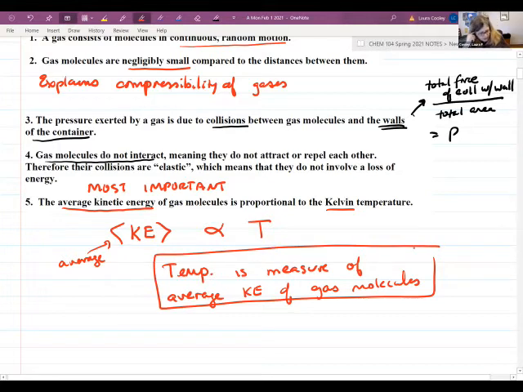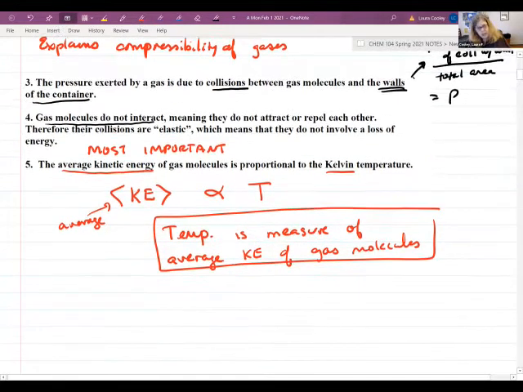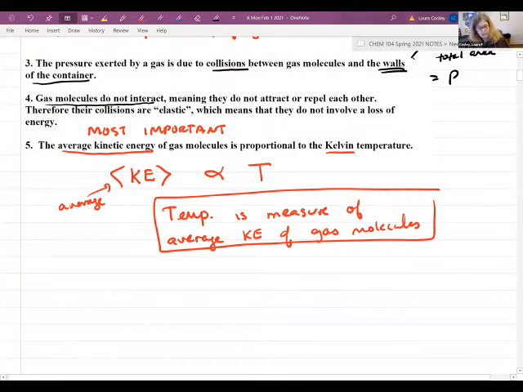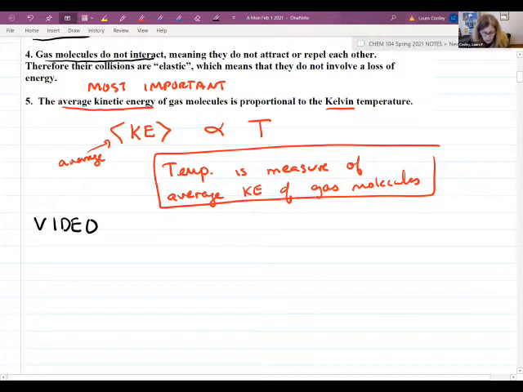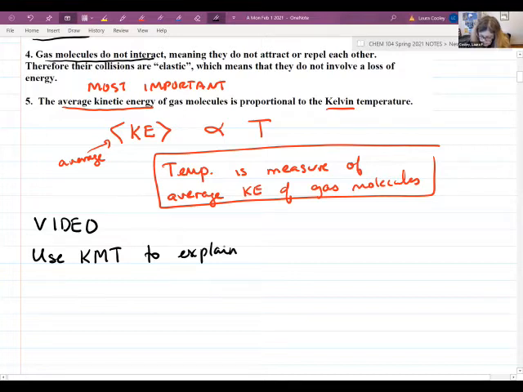And that's very important. What these statements do is help us understand the behavior of gases. I'd like to give you an example. I have a video on this, which maybe some of you have even seen, and the video gives more than one example, but I'm just going to give the one example here. I'm going to use the kinetic molecular theory to explain why, if the volume is constant, pressure is proportional to temperature.